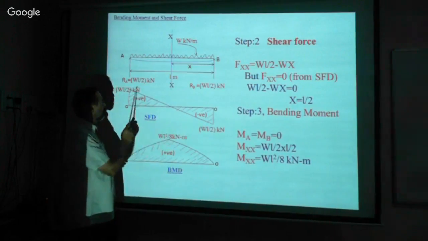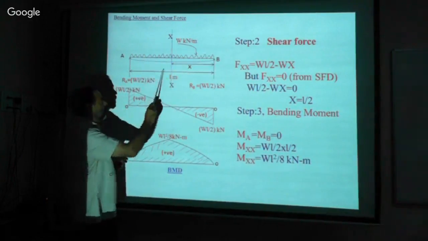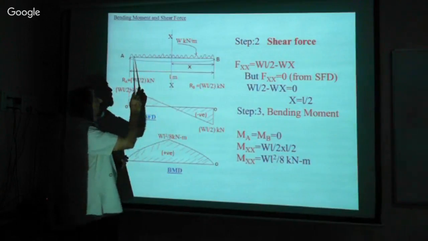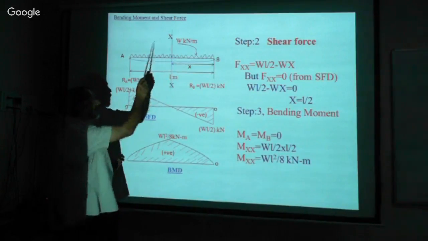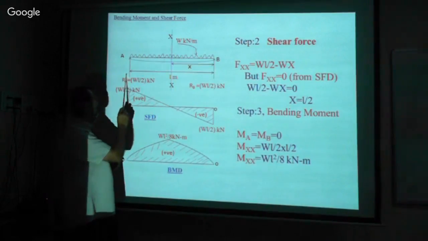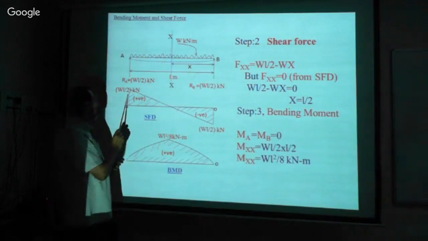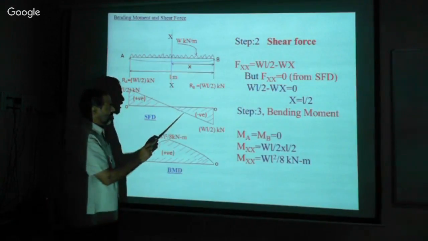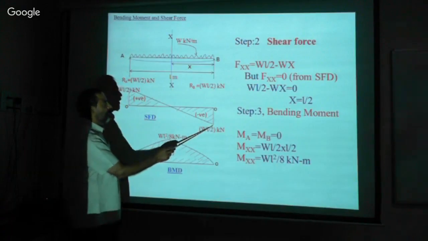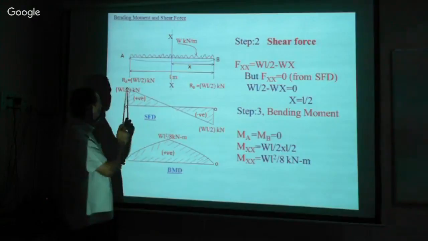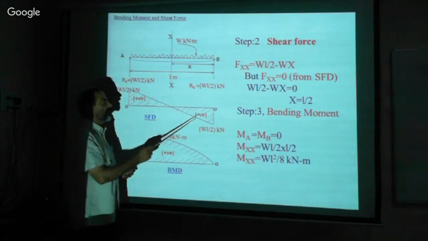Therefore, total load is WL. For example, with 2 into 4, 8 kN is acting. When the total load is 8 kN, 4 kN is resisted by RA and 4 kN by RB. We have gone up by 4 kN and come down by 8 kN. From here to here it is WL by 2 linear variation.